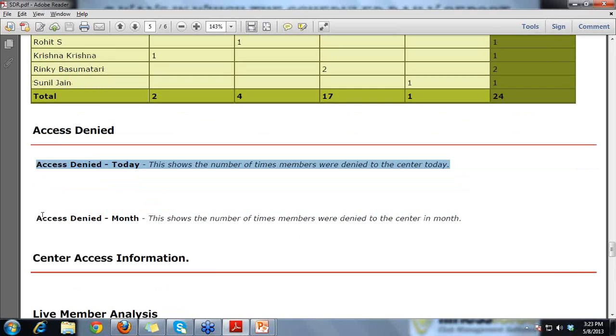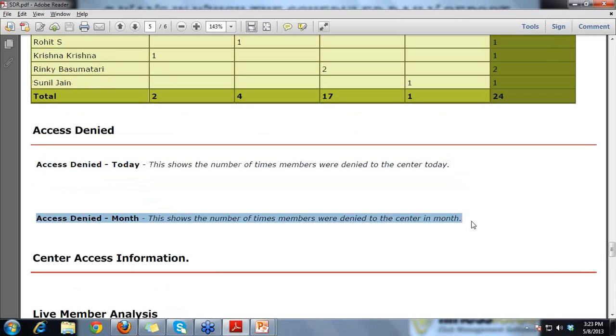And exactly below, you get to know how many access denials there were for the whole month, like how many people were denied access in the whole month. So from here you can easily get to know how many people are trying to enter the gym in a wrong way, or you can say how many pilferage entries are happening in your gym. So if you have an access control machine set up in your club and you refer to this report on a daily basis, you can easily get to know how many pilferage entries are happening in your club.